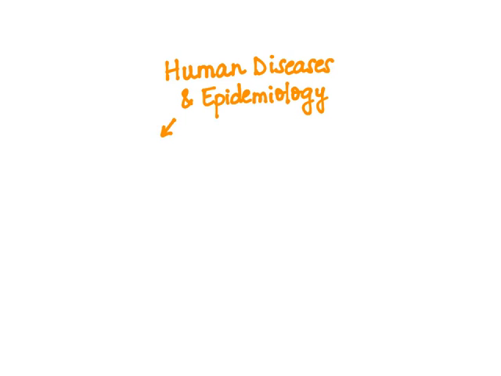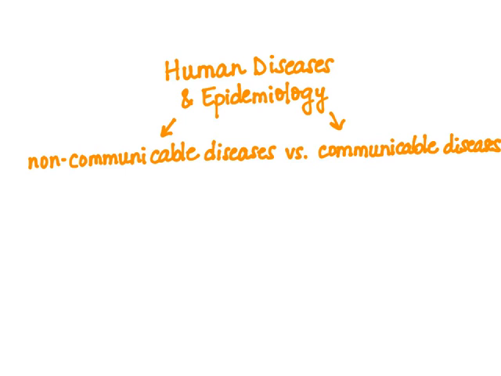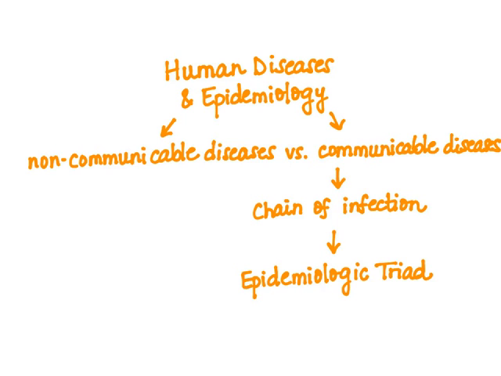We're looking at diseases with an emphasis on prevention and treatment in clinical practices, looking specifically at non-communicable diseases versus communicable diseases. We'll go through and define these terms with a special emphasis on infectious diseases. From here we'll look at the chain of infection as well as the different modes of transmission involved in the epidemiologic triad pictured here.